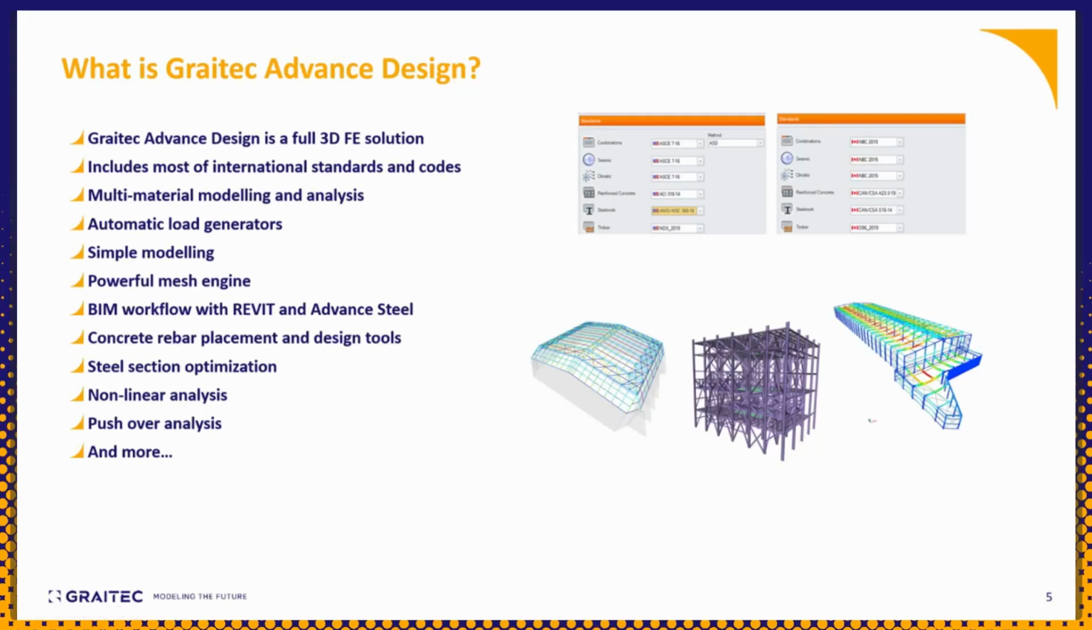It is multi-material modeling, so you can have different types of materials inside the same model. So steel, concrete, timber, cold form steel, etc. You can have them all created in the same model. We have automatic load generators in advanced design. So to create the snow, wind, even seismic loads, we can create them automatically and apply them to the structure based on the localization that you define and also based on the country code that you are using.